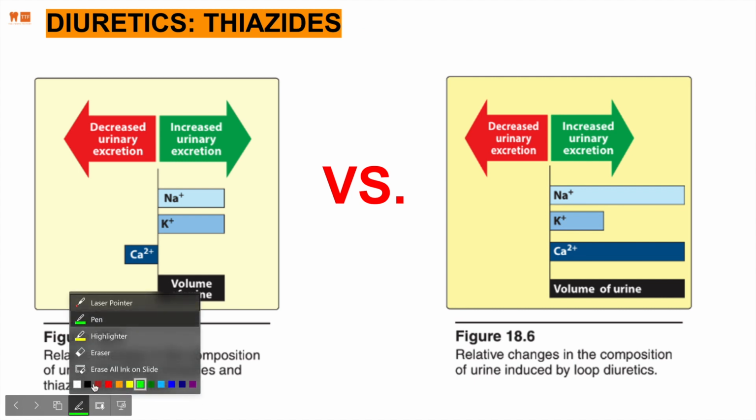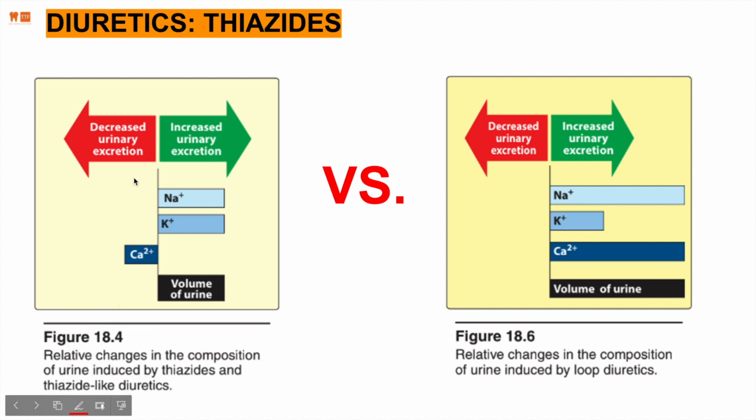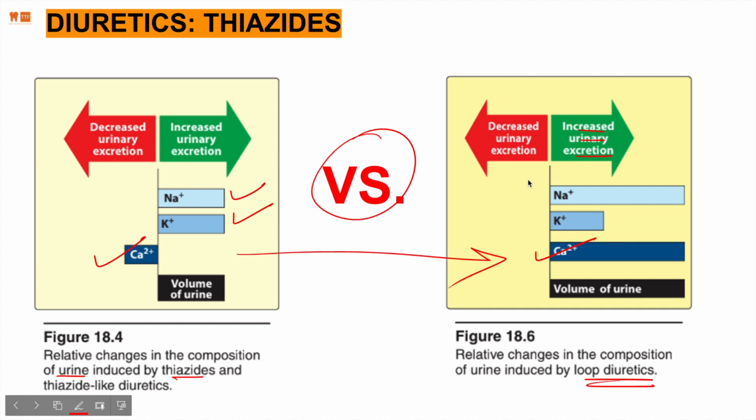Okay, moving on. How do thiazides work in our diagrammatic form? This is relative changes in the composition of the urine induced by thiazides. There is decreased urinary excretion of calcium. Remember from our previous slide. Increased urinary excretion of sodium and potassium in the urine versus loop diuretics. Now this is opposite for calcium. It increases urine excretion of calcium. See that difference? Very important. And of course, sodium and potassium are also excreted.